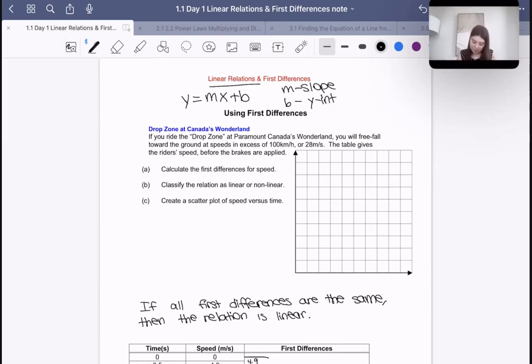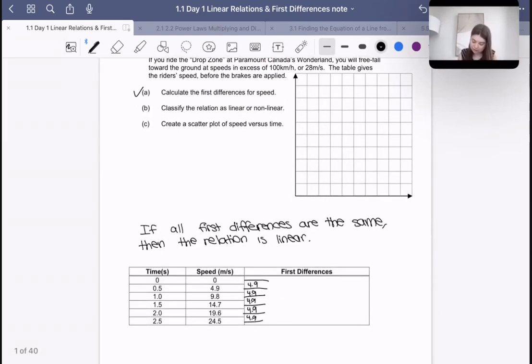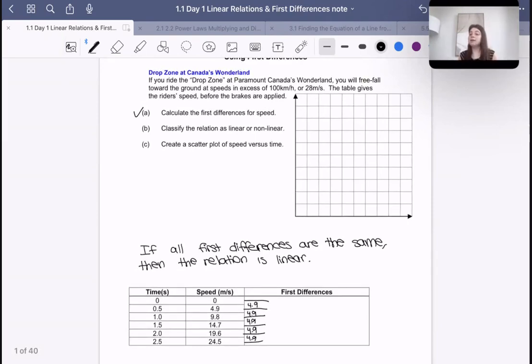So we've done part A. It said to calculate the first differences for speed, and we calculated that all of them were 4.9. So we did it. B is classify the relation as linear or nonlinear. We already said it is linear, and the reason it's linear is because all the first differences are the same. Now, they don't necessarily have to all be 4.9. They just all have to be the same. So if they were all 3, it would also be linear. If they were all 10, it would also be linear. If they were all negative 3, same thing, they would be linear. As long as they're all the same in the same table, then the relation is linear.